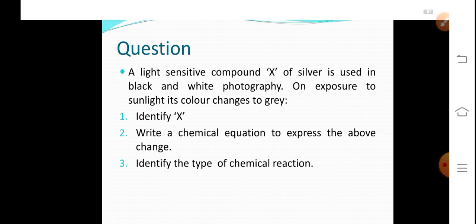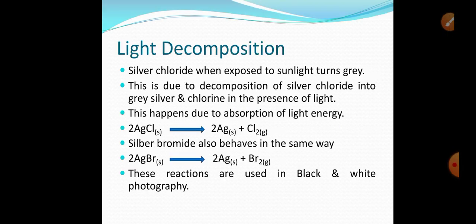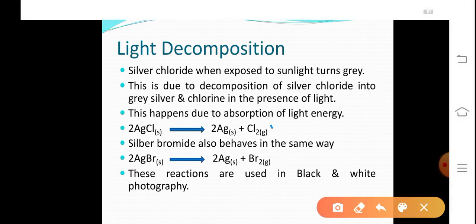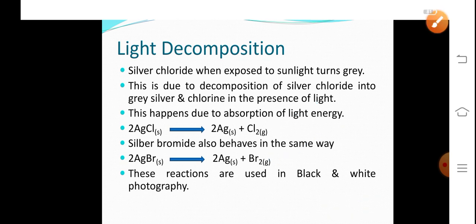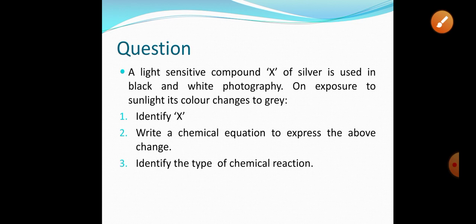So we have seen the chemical equation. This is the chemical equation for silver chloride and for silver bromide. Now identify the type of chemical reaction. Such reactions are known as thermal decomposition reactions. So such type of question can be asked from this topic.